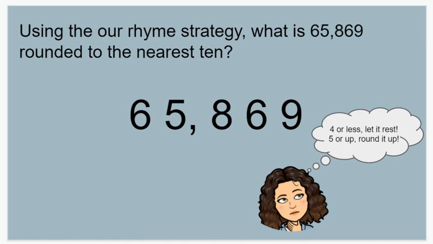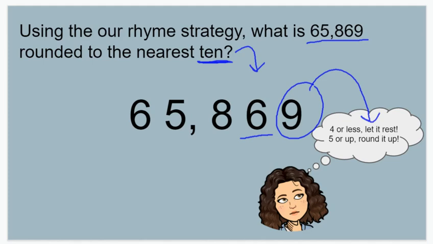Here I have, using the rhyme strategy, what is 65,869 rounded to the nearest 10? So to begin, I need to underline the number in the tens place. Here I have a 6 in the tens place. This is the digit I will be rounding. Next, I'll circle the neighbor to the right. The neighbor to the right is a 9. This is the number I'll be applying my rhyme to.